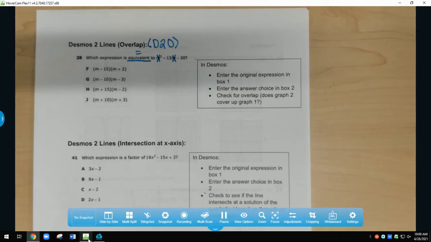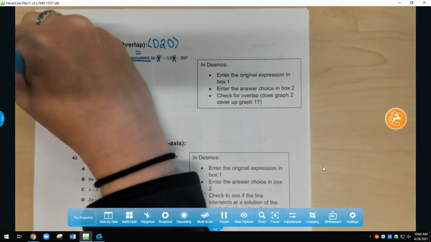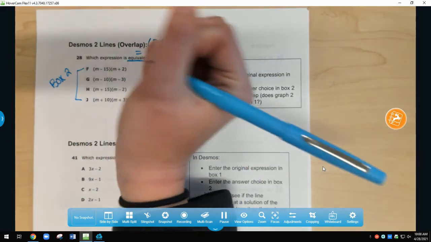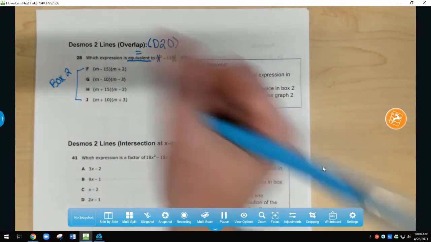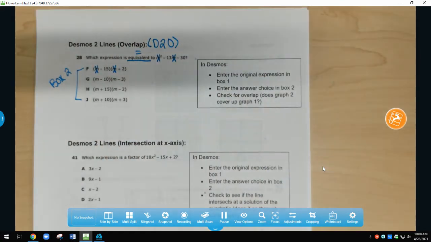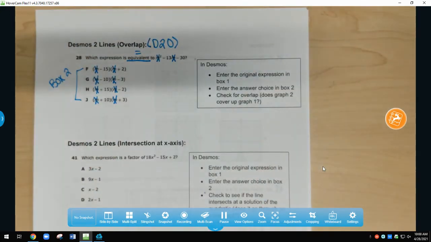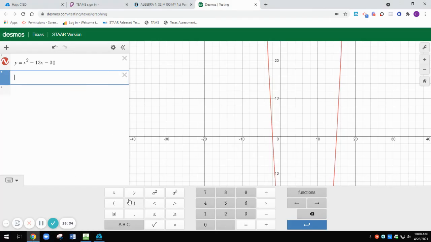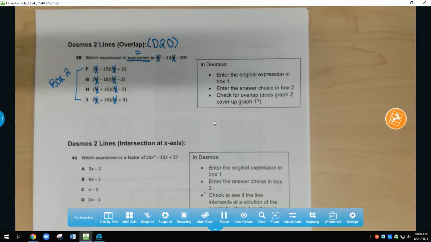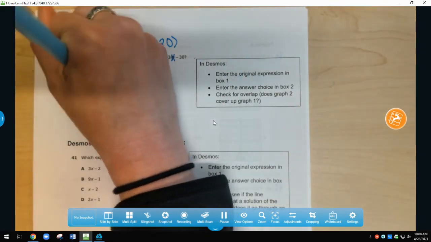All right, so when we go back, now our answer choices are going to go in box 2 one at a time, okay? And you're going to see which one covers up that original graph. Again, we're going to use x's instead of m's. So I'm going to go ahead and mark out the m's with an x. And go to Desmos. So here we have x minus 15. Don't forget your parentheses. X plus 2. So the blue covered up the red completely. So it looks like we just have one graph. So that tells me that that's the one that's equivalent. So that would be F.